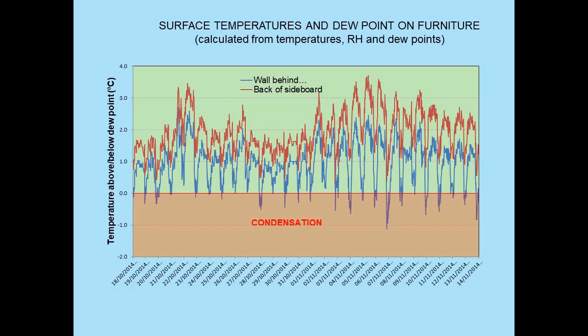Surface temperatures and dew point on furniture. It's quite an interesting one, this. We monitored the wall behind a sideboard and the back of the sideboard, the surface temperatures, did the calculations, and what we found was that the wall behind the sideboard was dropping into condensation, as we can see from the graph there, quite periodically. However, the back of the sideboard, which was simply a couple of inches away, never went into condensation. However, that was the item that had mold growth on the back of it. So there was mold growth there, no condensation.